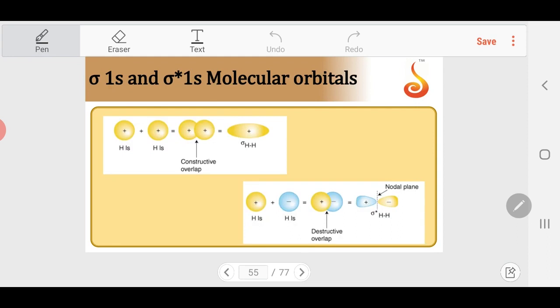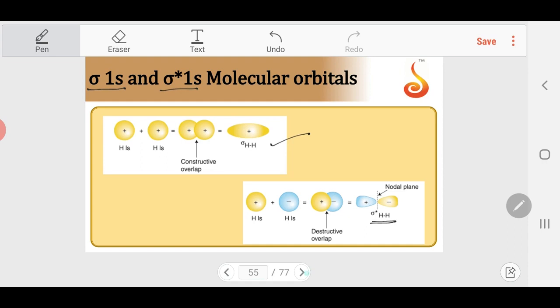If I take s orbitals overlapping, constructive and destructive. If it is bonding, it is called sigma 1s. If it is anti-bonding, it is called sigma star 1s. You can see clearly the first one is constructive overlapping. The electron density between the two nuclei is maximum. As a result, this is bonding, that is sigma 1s, and you can see a nodal plane in the next one, it is going to be anti-bonding sigma star 1s. This plus and minus in the figure indicate the sign of the wave function. It has nothing to do with the physical significance of the electron cloud, it is just a sign of the wave function.